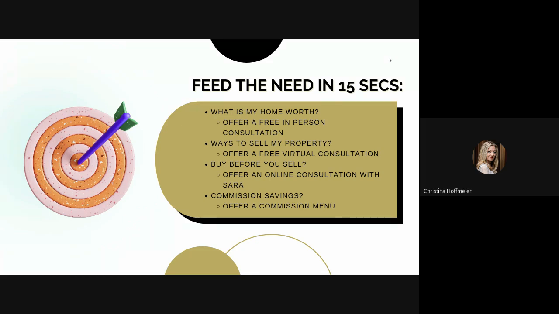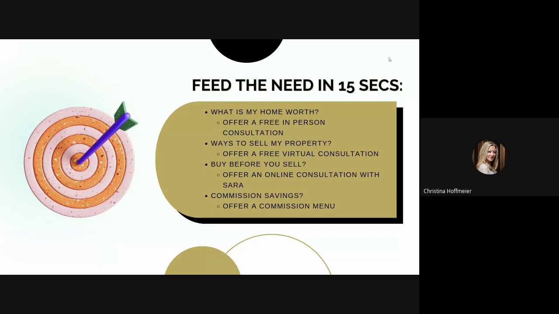Okay, ways to sell my property. If they say, well, I really know what my home is worth, but I'm just looking for ways that I can sell my property. I don't know if I'm really ready to go with a real estate agent, but I really want to know what my options are. Offer them a virtual consultation. Say, hey, that's fine. I would love to sit down and have a virtual consultation with you. That way you can do it right from the comfort of your own home. It only takes about 15, 20 minutes. Is Thursday or Friday better for you? I can send you a link.